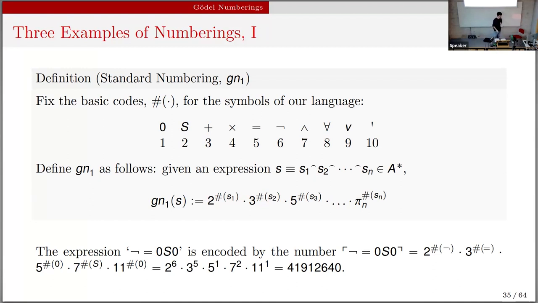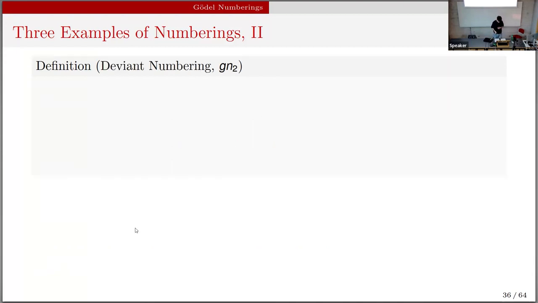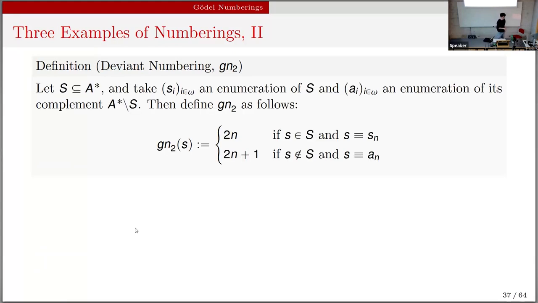So now we're going to see 2 more strange examples of numbering. And I don't want to spend too much time on them, so we're going to go quick and skip the details. But the first one basically allows us to encode within the numbering the set S. So take any set, subset of the expressions of the language, for example, the set of the sentences that are provable in a certain theory. And then we're going to set up a numbering such that I can know whether something is in that set or not in that set.